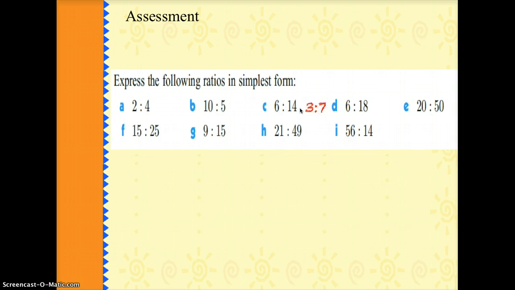Now I'm going to stop giving you examples here, and I want you to answer and solve the rest of the problems from letter D to I. So pause the video and complete and solve all the problems here on this slide.